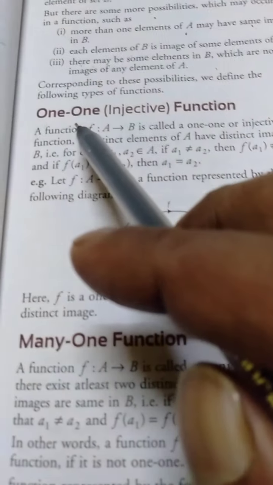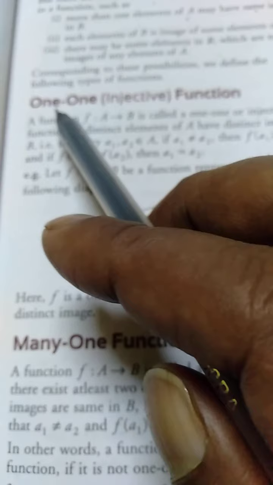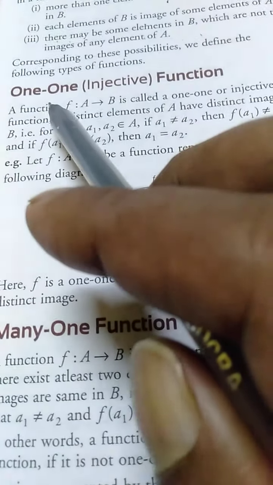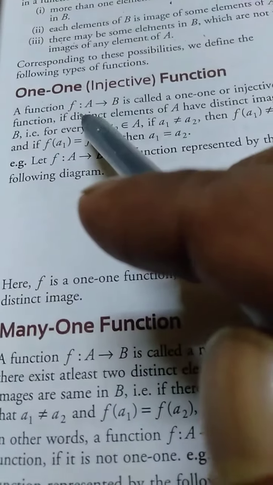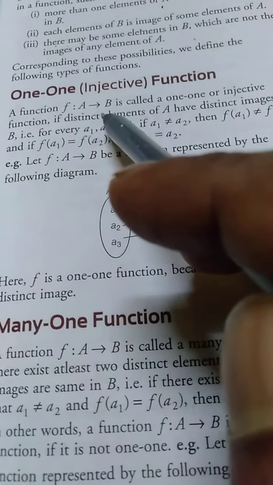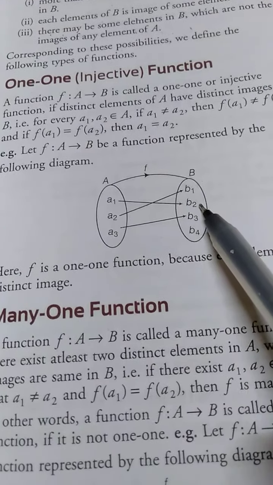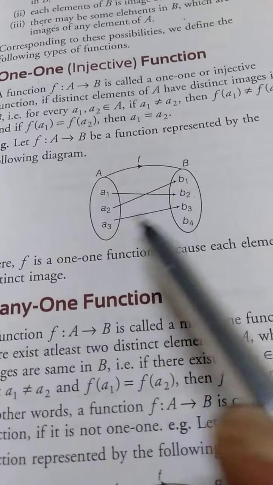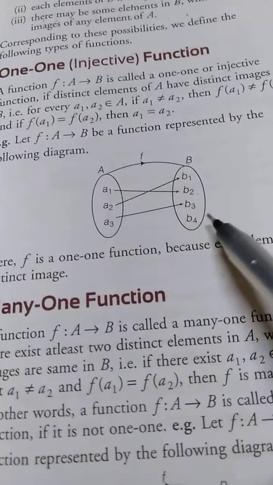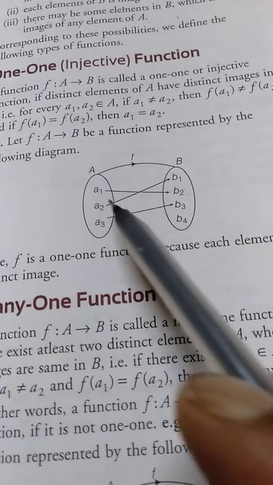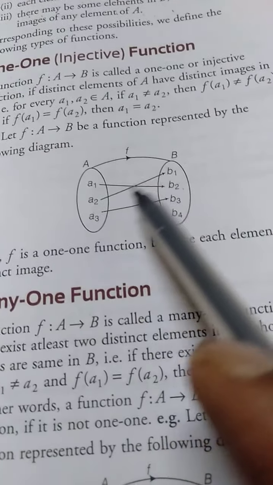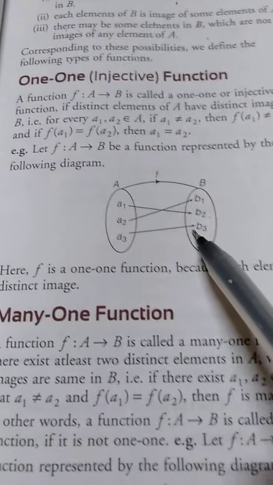Let us go to the types of function given in our syllabus. First is the one-one function. What is the meaning? See, A1 has the image B2, A2 has B3, A3 has B3 single, and this one is extra. So every element having a single image is called a one-to-one function.